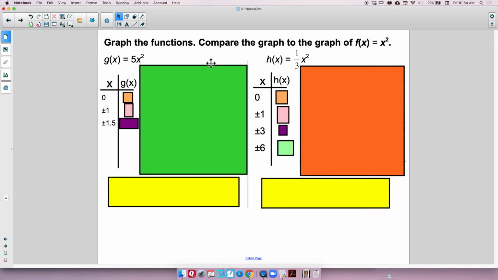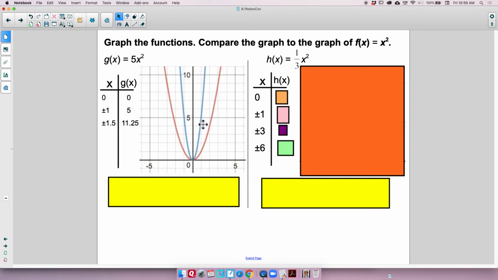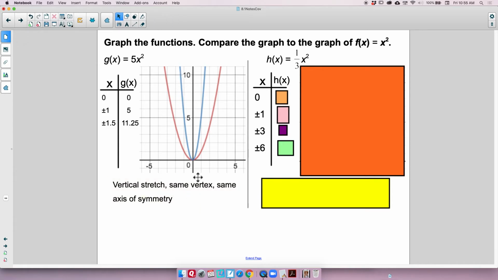All right, let's try 5x squared. Do the same thing. Go ahead and pause it. And I'm back. So hopefully when you plug these in, you get 0, 5, and I used 1.5 because this is going to get really steep really quickly. And I got 11.25. Now, if you graph that and it's not exactly in the right spot, that's fine. It's going to be pretty hard to graph perfectly. But you should have gotten something that was steeper. Same vertex. And obviously the same axis of symmetry would be x equals 0.